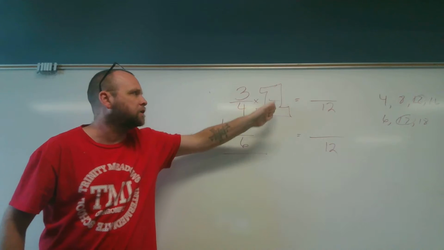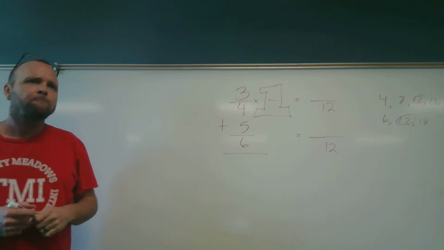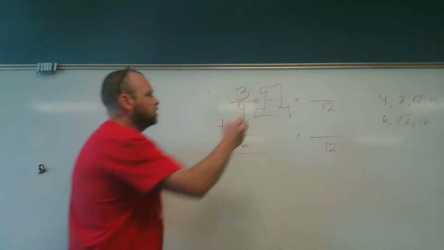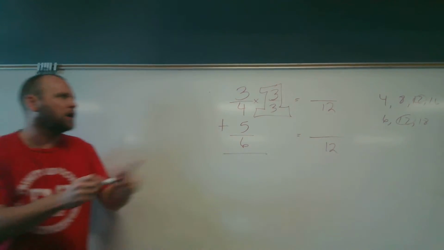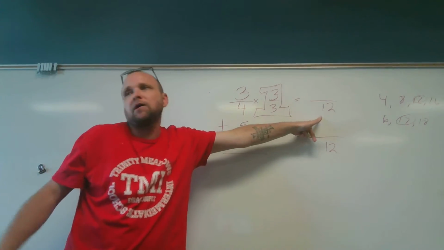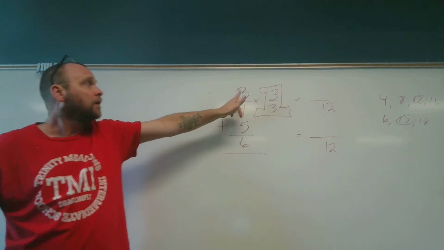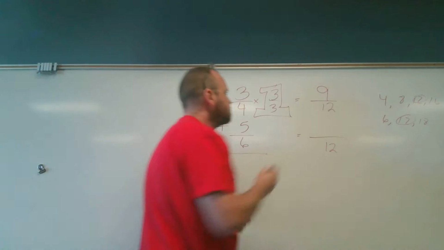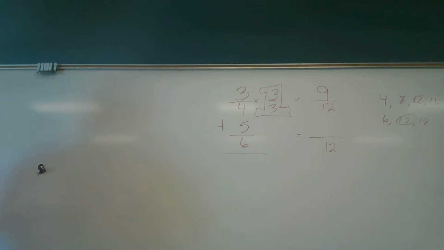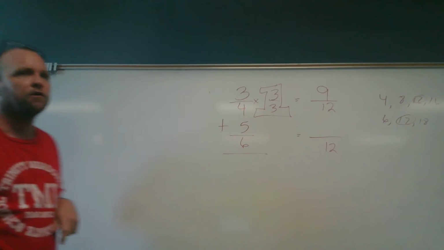So, Eden, what did you say I should multiply by here? 3/3. Excellent. Because when I multiply fractions, I multiply straight across. 4 times 3 is 12. Since we already have the 12, we know that's what it's supposed to be. 3 times 3 is what, Eden? 9. So this tells us that 3/4 is equivalent to 9/12. The same value. Worth the same.